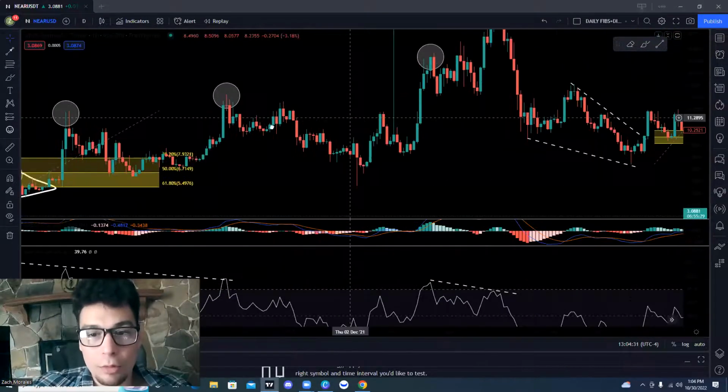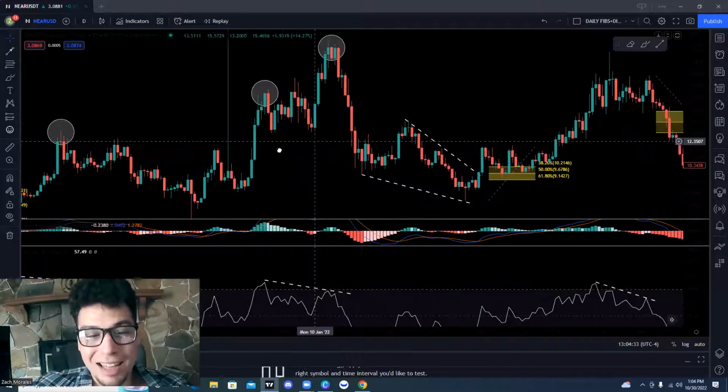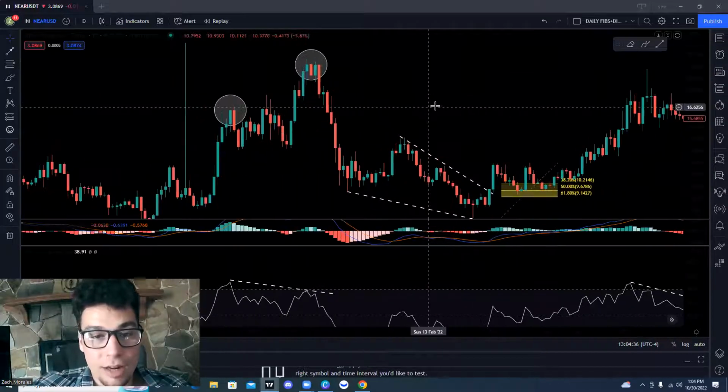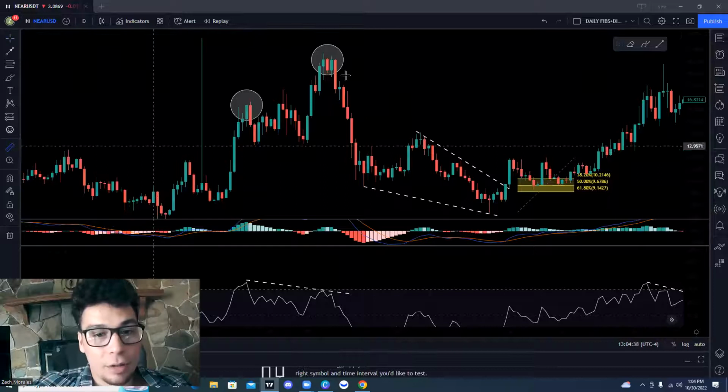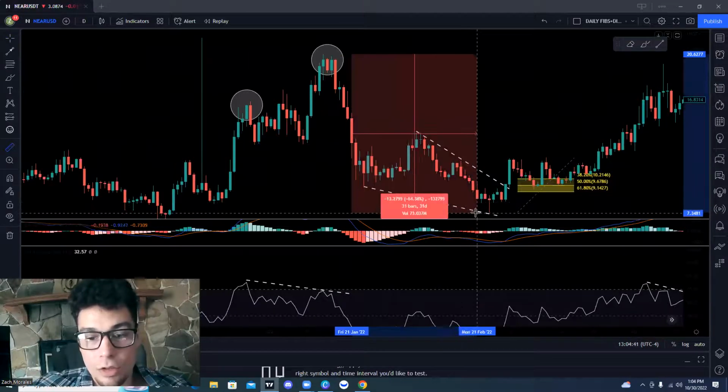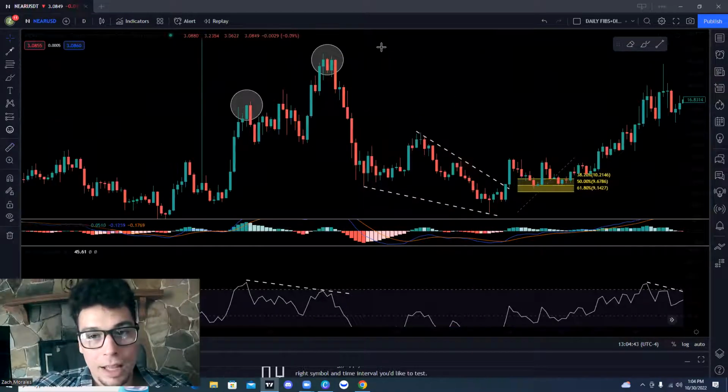All right, now we were able to recover from that. And the next signal we had again was some bearish divergence, right? And this was an even bigger drop, I believe. From here all the way down to those lows was 64%.